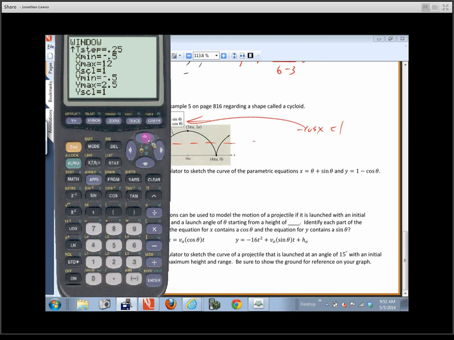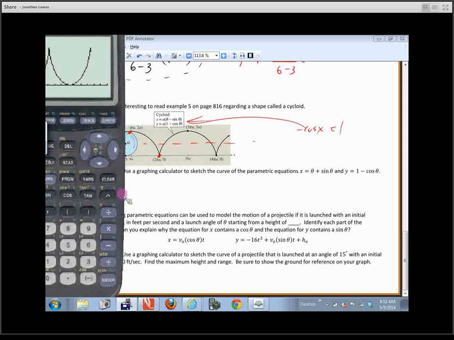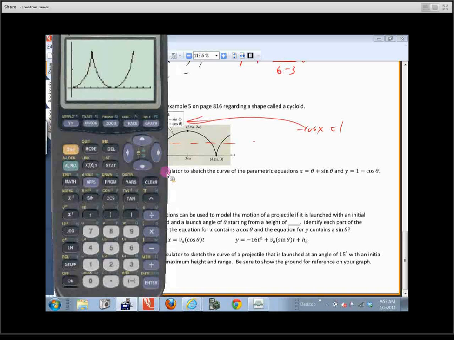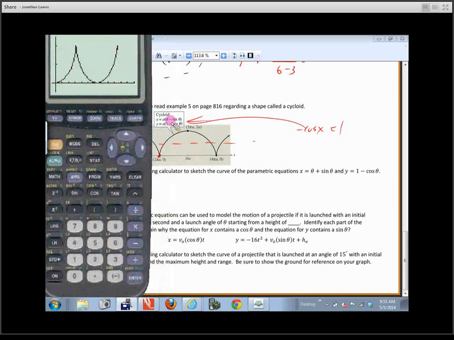Everybody good? Okay, come back up here to the t step. Let's make that 0.1. We'll change it back to 0.25 in just a second. Everybody got it? Okay, hit graph. Does that look like it's supposed to? Somebody tell me why not? It's upside down.